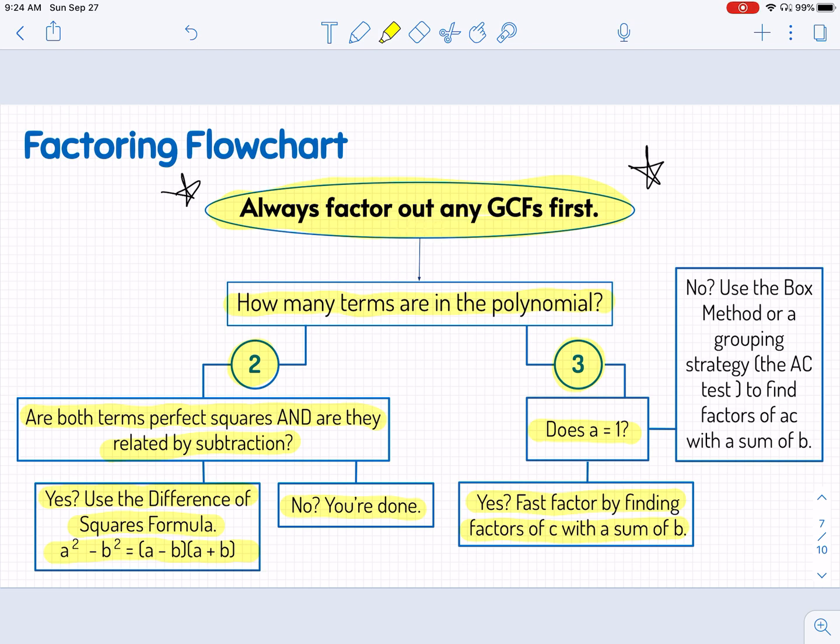If A doesn't equal 1, though, use the box method like we learned last week, or this AC test that we're talking about today, to find factors of AC with the sum of B.